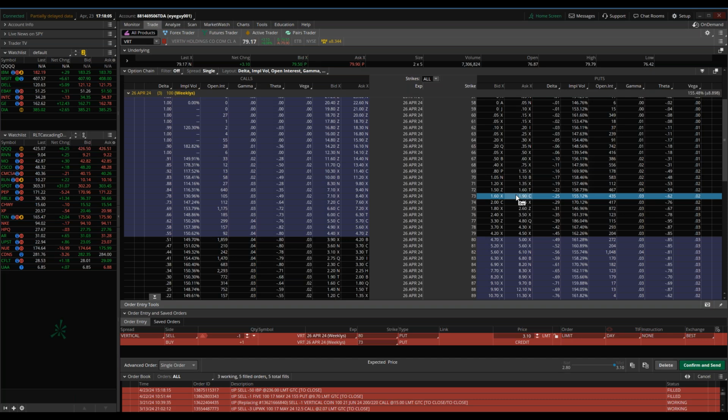But even on the call side, it's even worse. If we look at the 73, it's 7.10 by 8.40. That is one monster spread. So we know that volume on this position is really bad, and we would stay away from it.